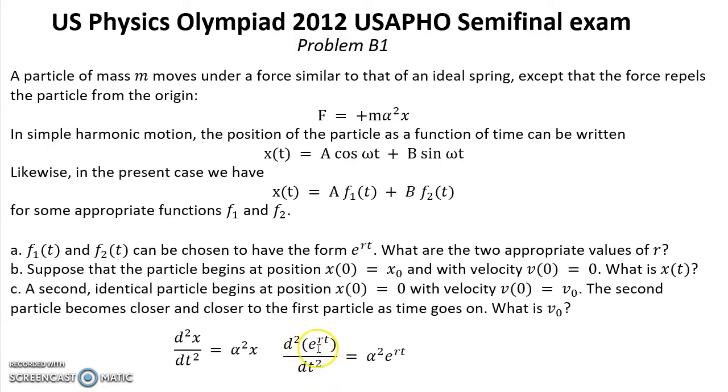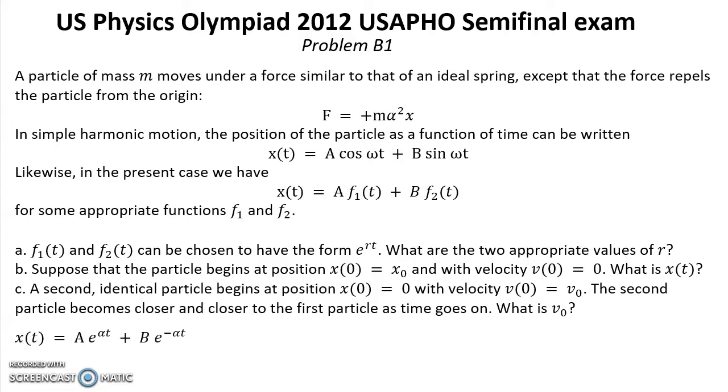After taking a second derivative from this function, we will get expression for r that will be plus or minus alpha. That's the answer for question A. Question B. So, solution for this equation has the form a multiplied by exponent power alpha t plus b exponent power negative alpha t.